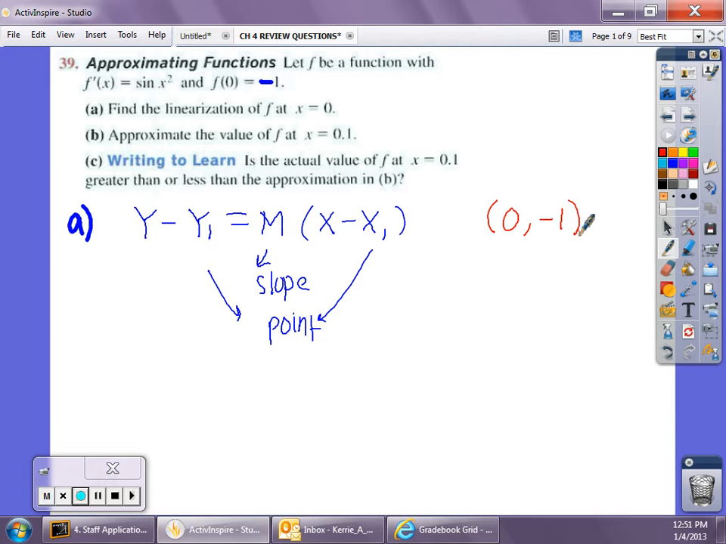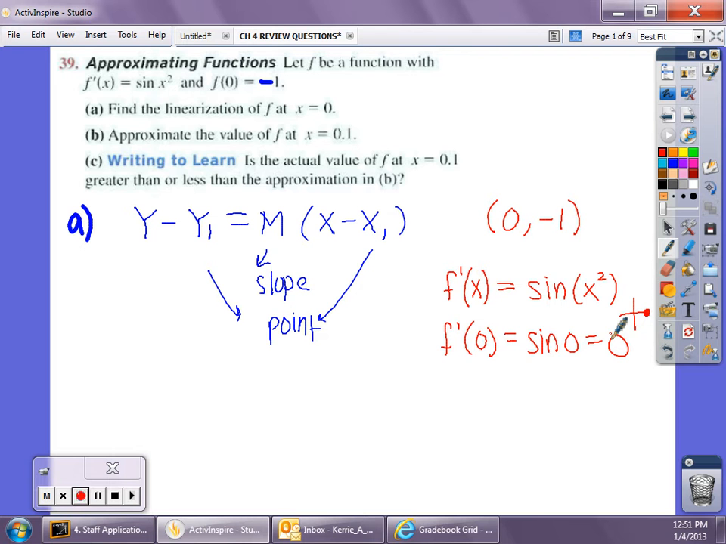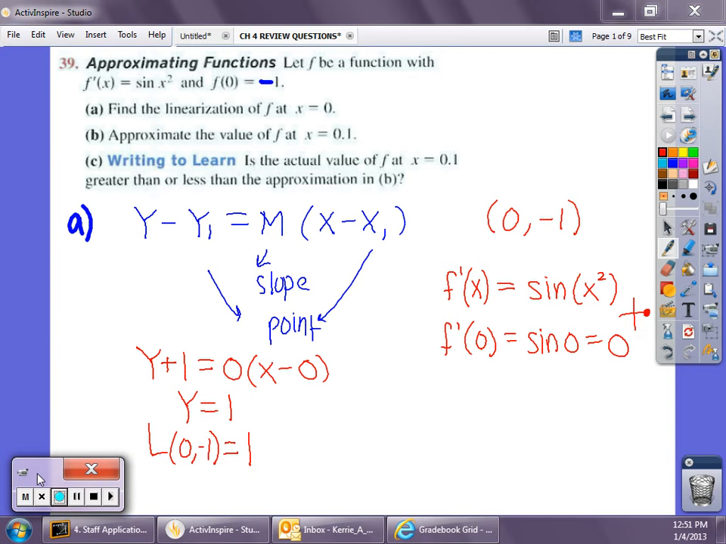The slope, they also gave us the equation of the slope, sine of x squared. So f prime of 0 would be sine of 0, which on the unit circle, the y value at 0 is 0. So for part A, the equation of the tangent line would be y minus negative 1 equals 0 times x minus 0. If I simplify it, I get y is equal to negative 1. The other way to write it is that the linearization at 0, negative 1 is equal to negative 1. That linearization is interesting because it's a constant.